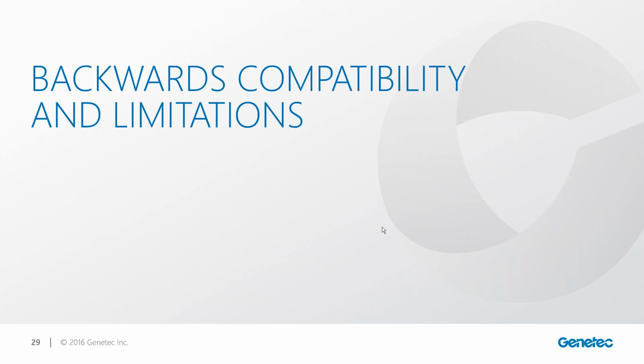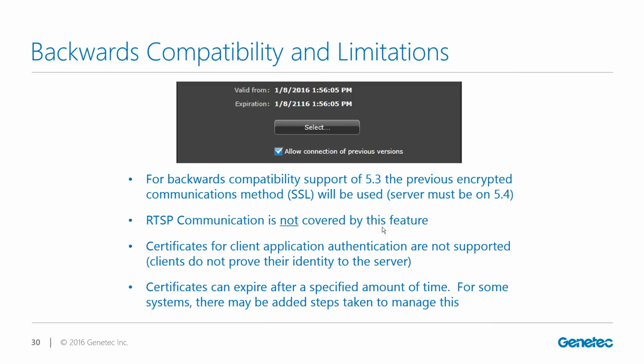Now let's talk about backwards compatibility and limitations. From that same section we were just looking at, we have a button here that says allow connection of previous versions. So if you want to be super secure and you don't want anybody to connect unless they're all on 5.4, you can uncheck that box, and it will block the connection from, let's say, a 5.3 or below machine.